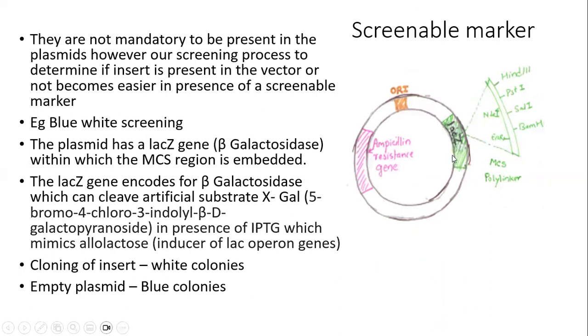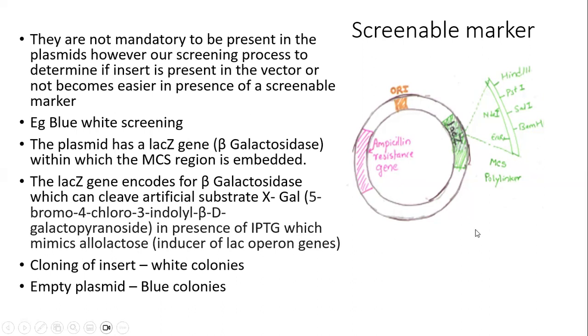So we all know the lacZ gene encodes for the enzyme beta-galactosidase, which can cleave the natural substrate, that is lactose, into glucose and galactose. And it can also cleave the artificial substrate, which is known as X-gal, where the gal part is again galactose, while the X part stands for a 5-bromo-4-chloro-3-indolyl residue. And in the presence of an inducer molecule, the natural inducer being allolactose, while the artificial inducer that we make use of here is known as IPTG, which mimics the structure of allolactose and can be used for induction of the lac operon genes.